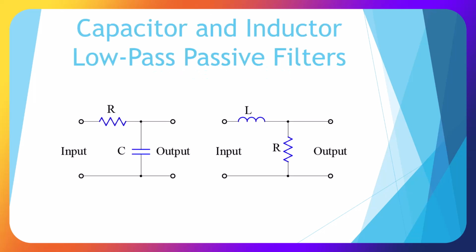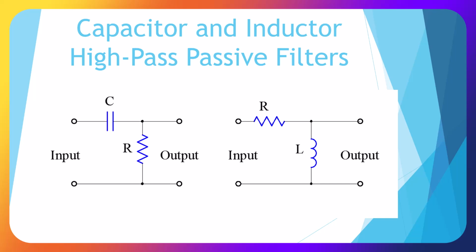Here we have capacitor and inductor low pass passive filters. Passive filters are unpowered. The capacitor, this will be a low pass, is put in this direction across the capacitor. Here we have the signal going in series through our inductor. Both are low pass filters, where they pass low frequencies and block the higher frequencies.